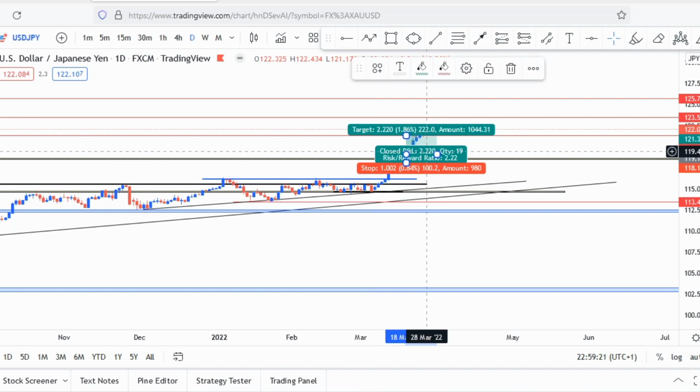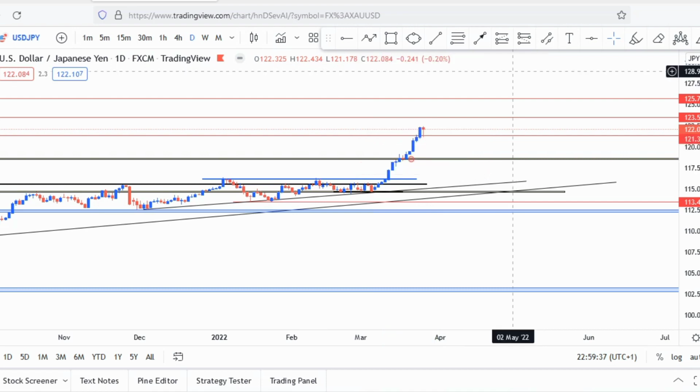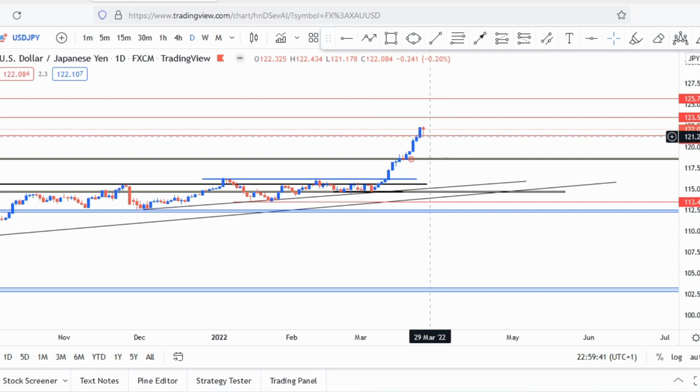For this week, we can see that on Friday, price ended up closing above this resistance area. There was a bit of a retracement down to the support area, and then price rejected off it, forming this pin bar candle here, which makes me think that most likely price would continue to the upside as well.